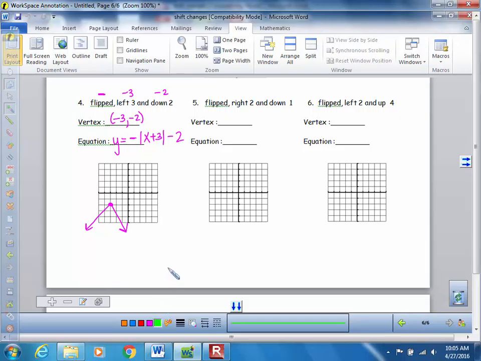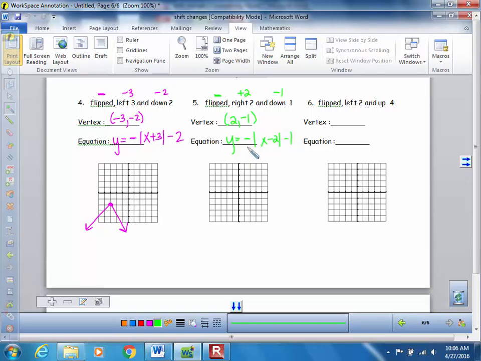Okay, and let's try one more of those. So number 5, again, this one tells me that it's flipped, so I'm going to have to make my equation negative. Then it tells me I go right 2, so that's a positive 2, and down 1, which is a negative 1. So my vertex is going to be 2, comma, negative 1. My equation is going to be y equals, since it's flipped, I need a negative. Then I'm going to put absolute value of x minus 2, close your absolute value, minus 1.